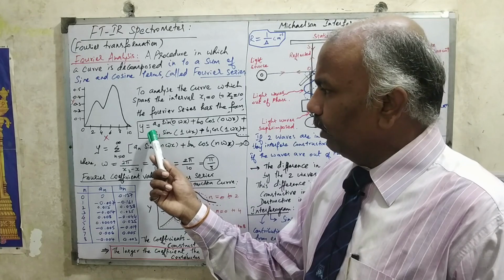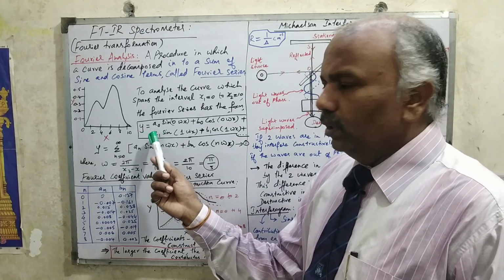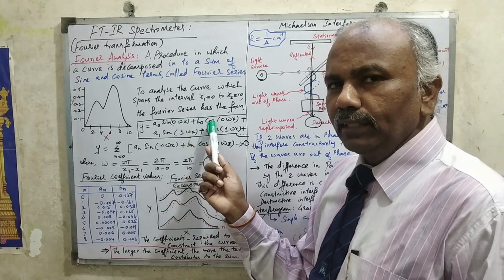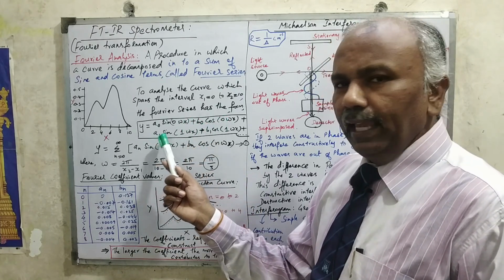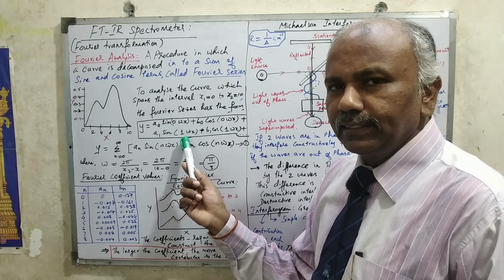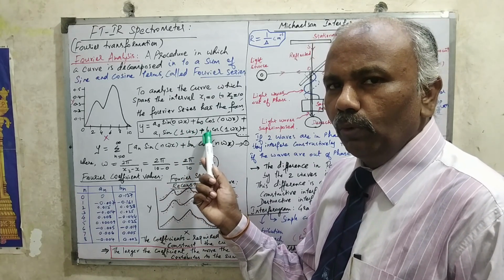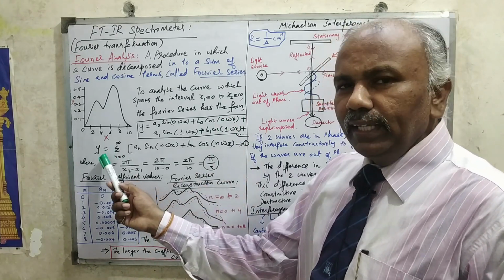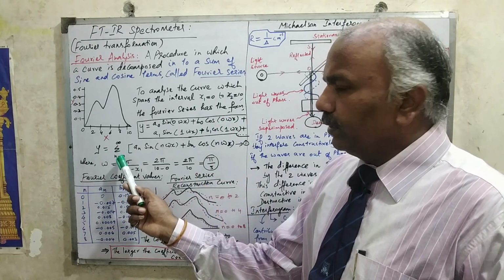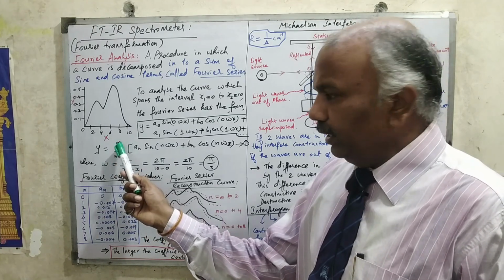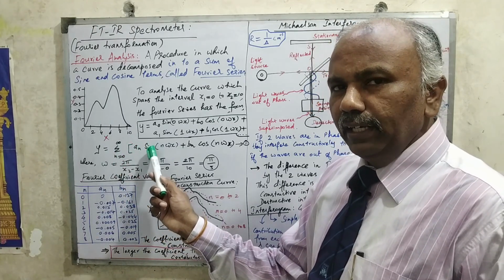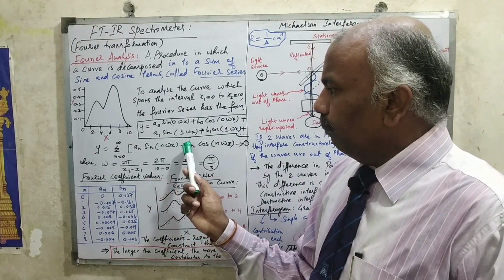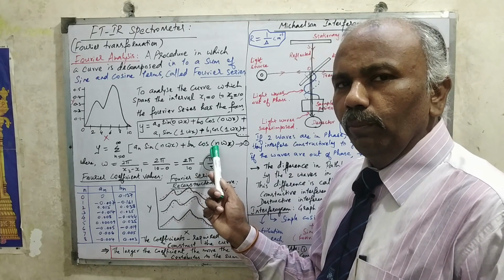The formula for the Fourier series is y equals a0 times sine of 0 omega x plus b0 times cos of 0 omega x plus a1 times sine of 1 omega x plus b1 times cos of 1 omega x, and so on. So y equals the summation from n equal to 0 to infinity of an times sine of n omega x plus bn times cos of n omega x.